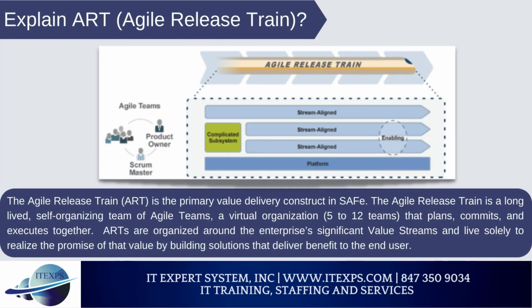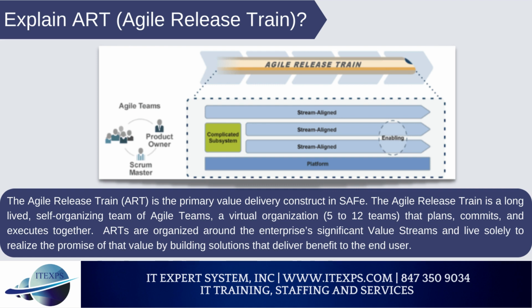Explain ART. Agile release train. The Agile release train, ART, is the primary value delivery construct in SAFe. The Agile Release Train is a long-lived, self-organizing team of Agile teams, a virtual organization of 5 to 12 teams that plans, commits, and executes together.